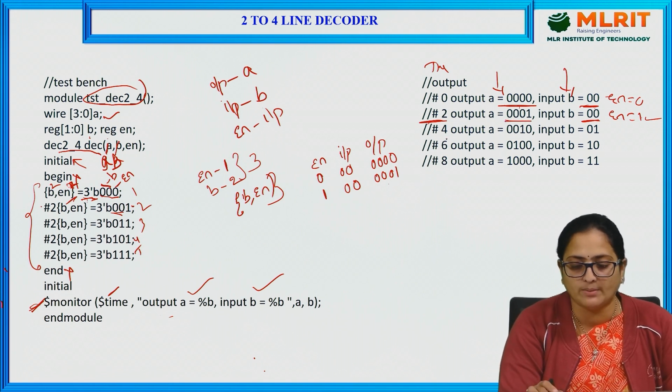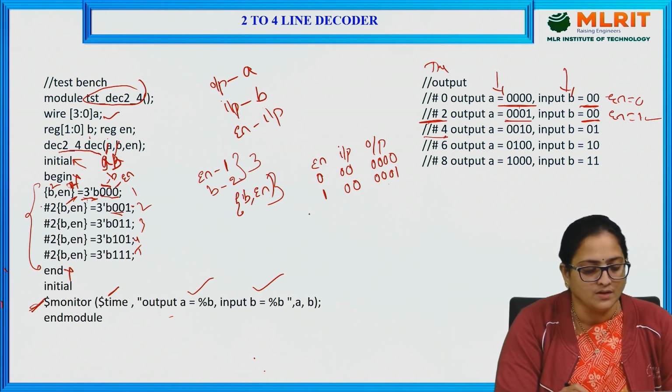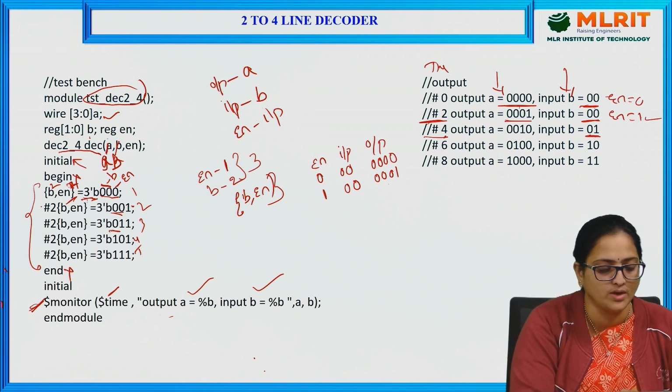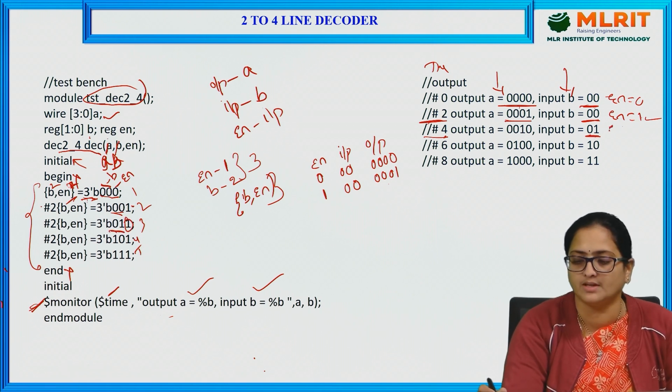Similarly, after 2 time intervals, 2 plus 2, 4 time intervals, 0, 1 is for B. If you can see, 0, 1 is for B and this enable pin is 1.